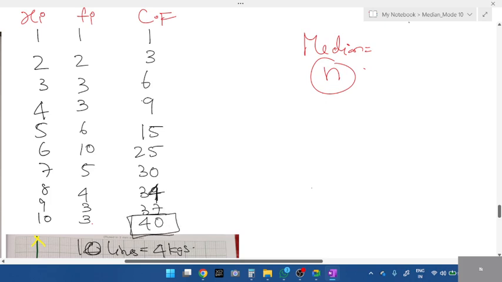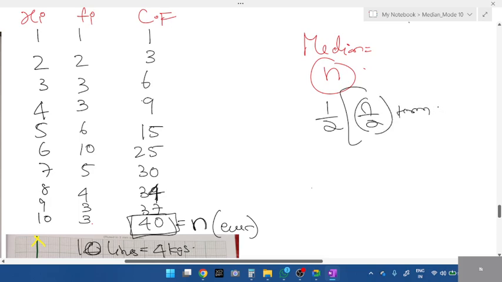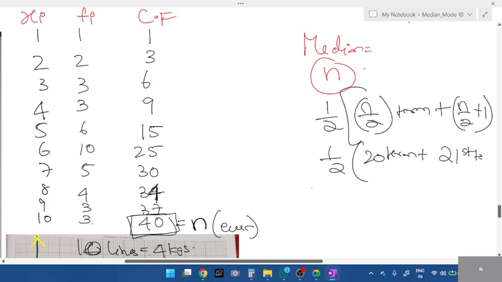This last value, what you have to take? N is odd or even? Even. For even, what's the formula? N divided by 2 term plus n divided by 2 plus 1 term. 40 divided by 2, 20 term. 20 term plus, if this is 20, the next one will be 21. So it is not 20 plus 20. Back to the question. Where does 20 lie?